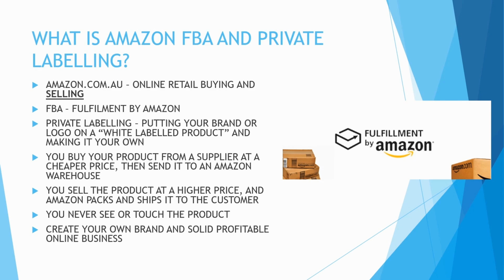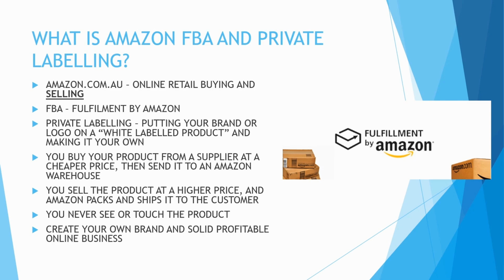So basically what happens is you buy your product from a supplier at a cheaper price, then send it to an Amazon warehouse. After you sell the product at a higher price, Amazon then packs it and ships it to the customer. So that's why it's called fulfillment by Amazon. When a customer buys your product, it is fulfilled by Amazon. The order is fulfilled and shipped by Amazon. That's what FBA is. So it's a very, very basic business layout. And like I said, it's not easy to grow, but you put in the work and you start learning, it gets easier and easier.